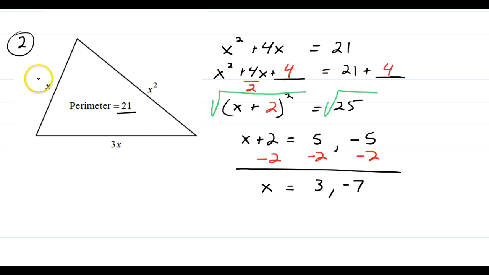But if we were talking about having a perimeter of 21, if I were to take that negative 7 and put it over here, I really can't have a side length of negative 7. So we would cancel this out as being an answer that doesn't really make sense for a real life problem. And so we would just say x equals 3.